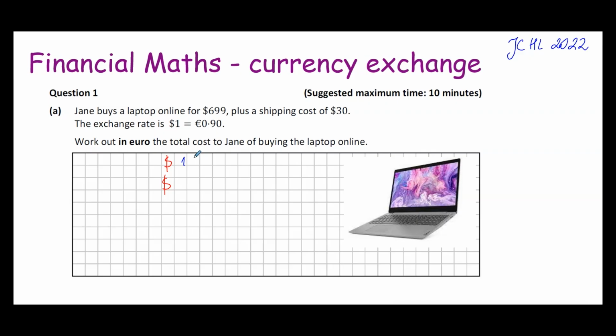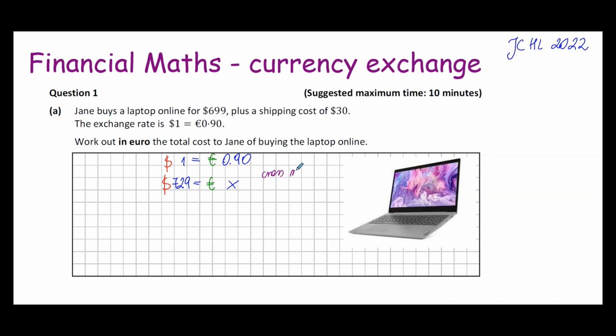So in this case, what we know is $1, $, and then we have euro here and euro here. So 0.90. Now, the cost in dollars is what? 699 plus 30. Together, if we add that up, it is 729. And then we don't know how much that is in euro, therefore x. So how do we solve that?